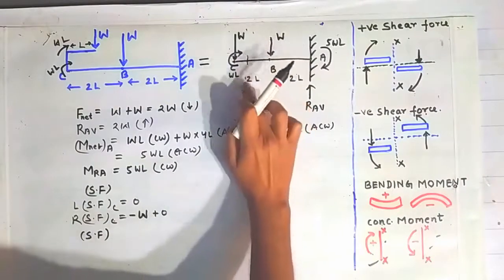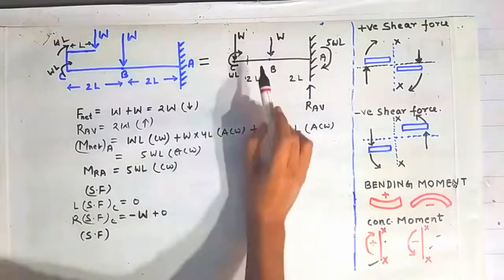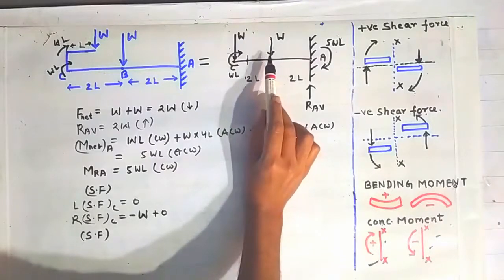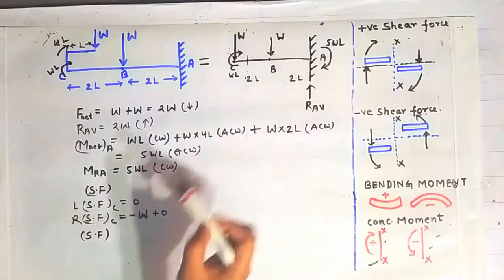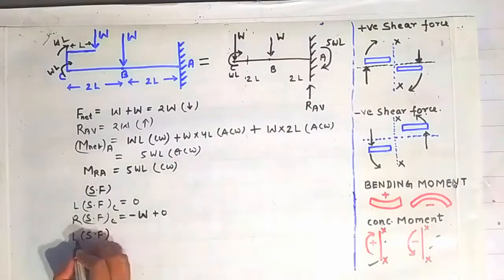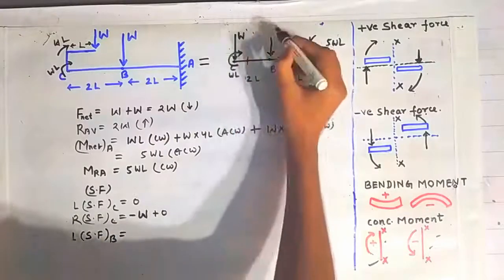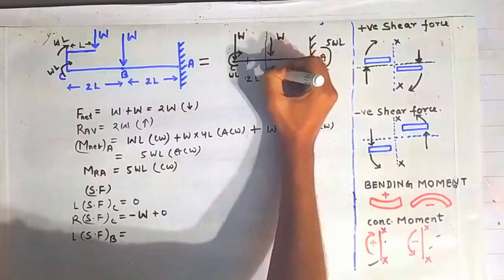So the shear force on the left side of the point B we have to calculate, and on the right side of B we have to calculate, because shear force will change suddenly when going from the left side of the point B to the right side of the point B. So the shear force on the left side of the point B first we will calculate. For that again we have to follow the same procedure, that is we have to construct a section on the left side of the point B.